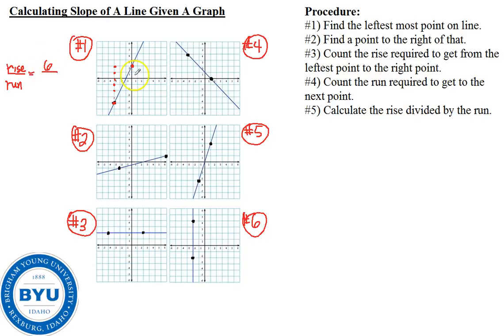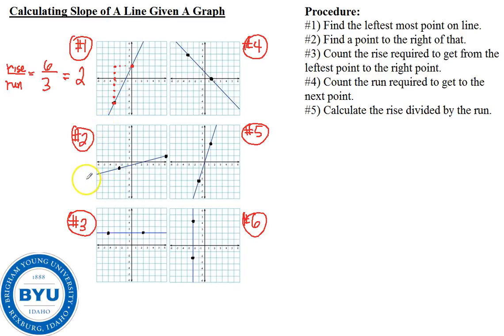Now sometimes people forget to count the axis. Don't forget to count the axis. That is countable. So you go 1, 2, 3, 4, 5, 6. I rise 6. Now let's calculate my run. I go 1, 2, 3. So my rise was 6. My run was 3. When I divide those, I find out that my slope is 2. And that would make sense because it is a line increasing from left to right.